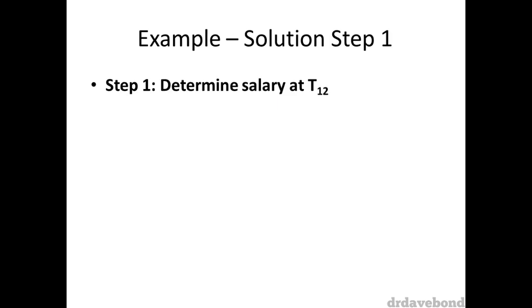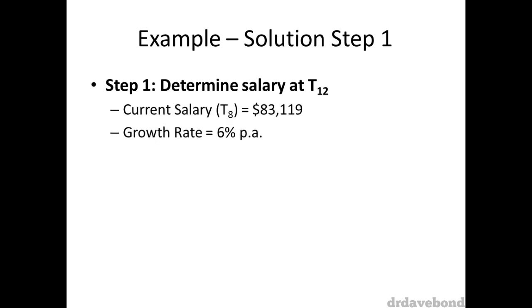Step 1 is work out Bill's expected salary at time 12. This is because the leave payment at time 12 is based on his salary at that point in time. His current salary is $83,119, and a 6% per annum growth translates to a salary at time 12 of $104,936.